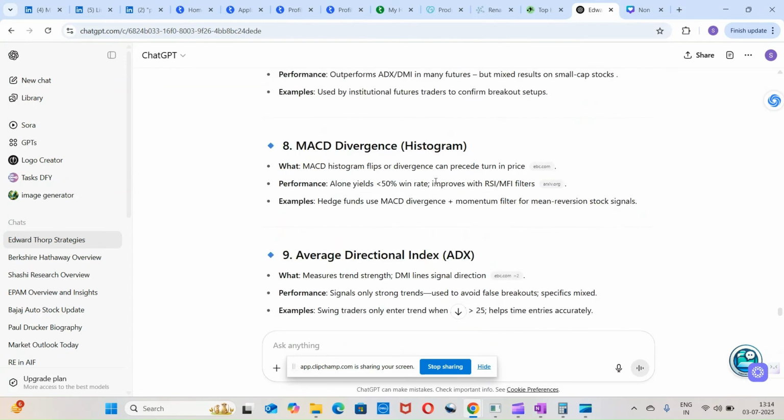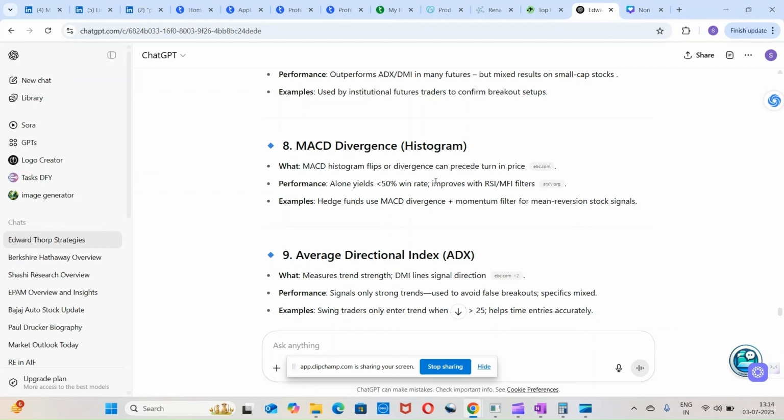MACD divergence, histogram divergence. When we're talking about divergence here, MACD histogram flips or divergence can precede a turn in price. The MACD divergence can predict the turn in price. Performance is less than a 50% win rate, but it improves when you add RSI and MFI filters.